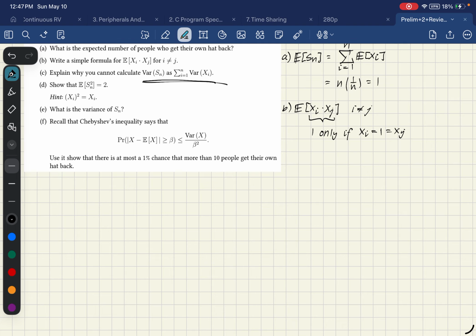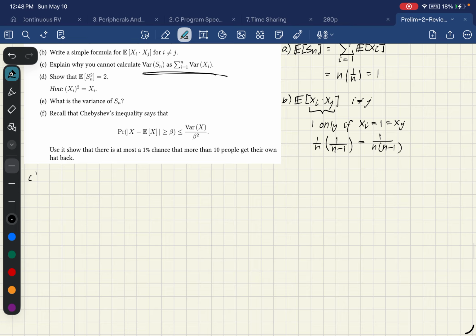So we just condition on the first one. The x sub i, the probability that person i gets their hat is 1 over n. And then the probability that person j gets their hat, given that person i has already gotten their hat, is 1 over n minus 1, because there are n minus 1 hats remaining. And person i already got their correct hat, so there's an equal chance that person j can get their hat, but only out of the remaining n minus 1 hats. So that's just 1 over n times n minus 1. Perfect.